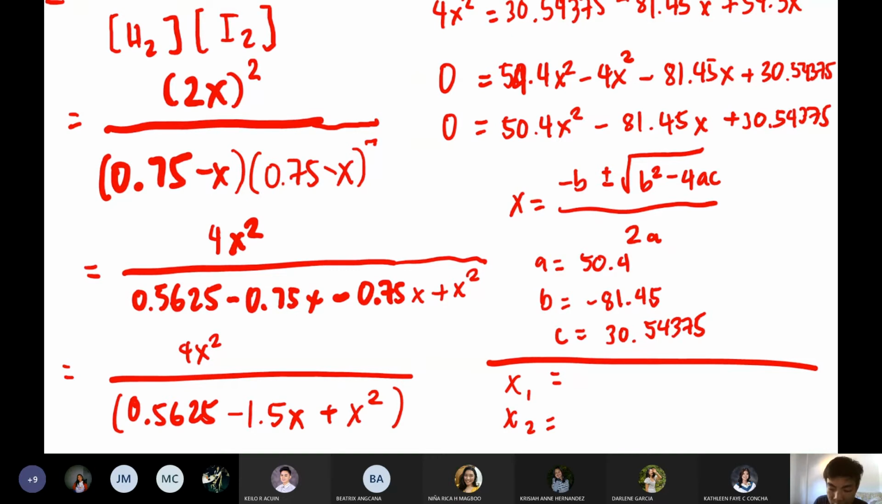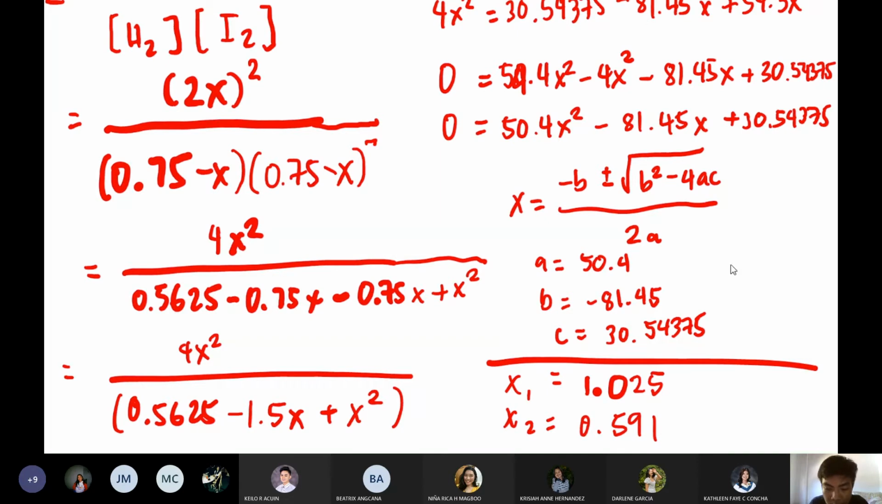Okay, so using the quadratic equation, the two x values are the following. The first one, x1, will be 1.02425. So that's the first x value if you use the quadratic equation. And the second x value will be 0.591.